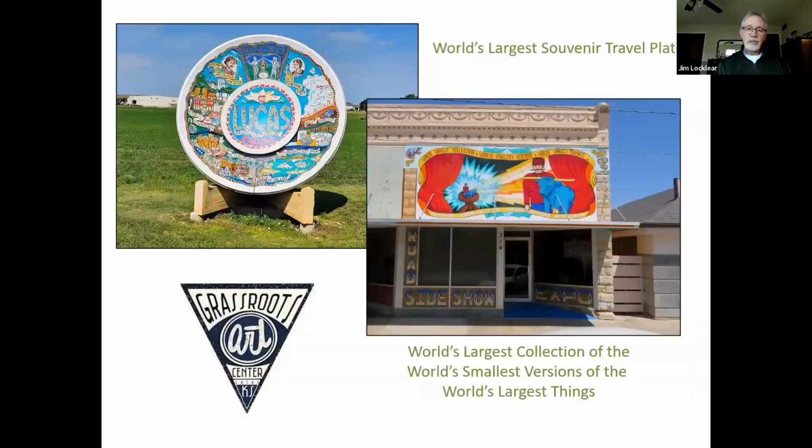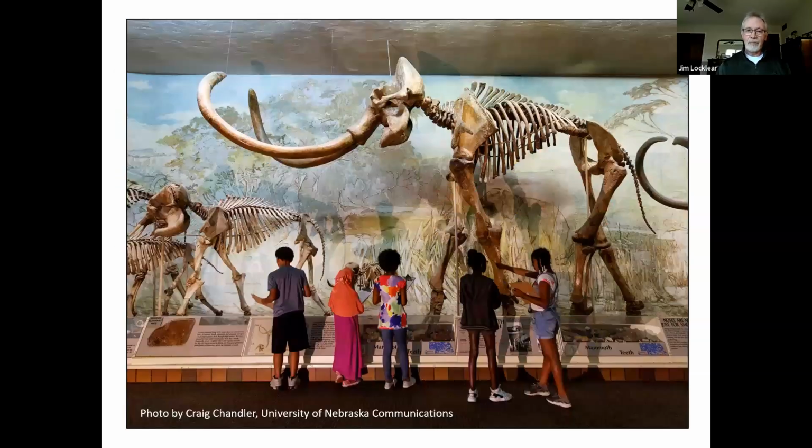But the town of Lucas, Kansas, in the Smoky Hills, the north central part of Kansas, takes this to a whole other level. It's a town of just a few hundred people. You will find the world's largest souvenir travel plate. But my favorite is the world's largest collection of the world's smallest versions of the world's largest things. Lucas is a place where folks who practice grassroots or outsider art have settled or opened studios, and it has a very humorous vibe to it, kind of tongue in cheek. But nonetheless, some of the world's largest things are there.